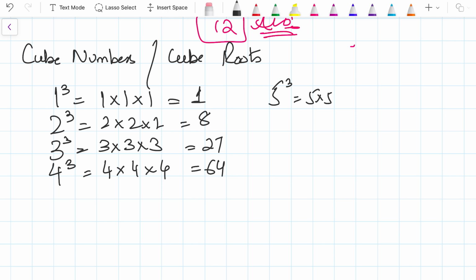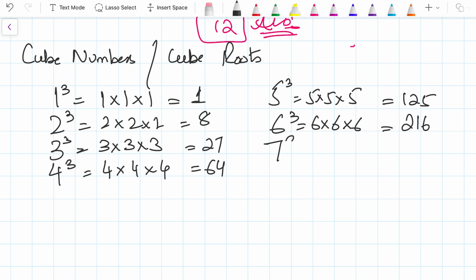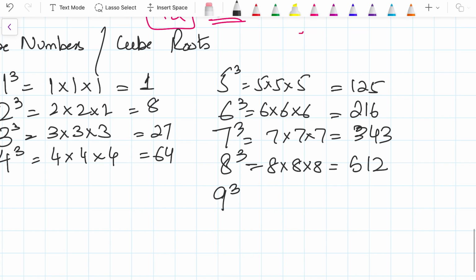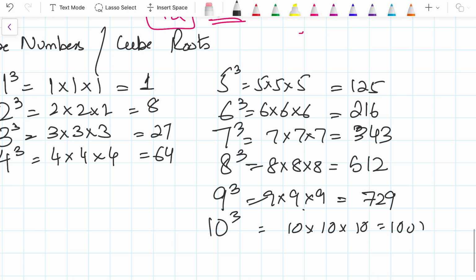5 cube is 5 into 5 into 5, which is 125. 6 cube is 6 into 6 into 6, 216. 7 cube is 7 into 7 into 7, which is 343. 8 cube is 8 into 8 into 8, which is 512. 9 cube is 9 into 9 into 9, which is 729. And 10 cube is 10 into 10 into 10, which is 1000.